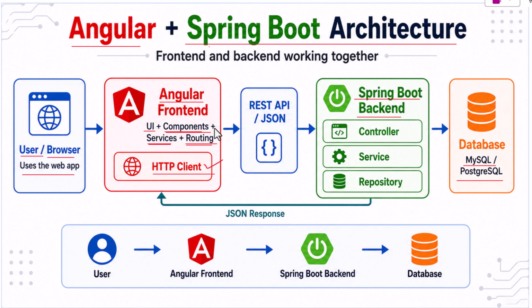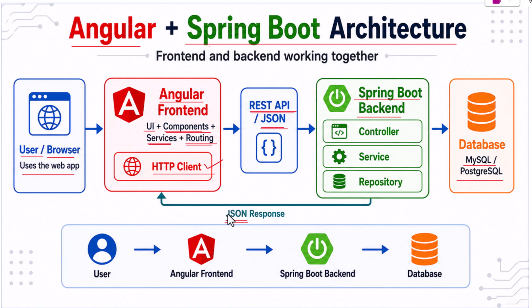The communication between Angular and Spring Boot usually happens using REST APIs and JSON. REST API defines the endpoint and action. JSON is the data format used for request and response. For example, Angular may send user details as JSON to the backend. Spring Boot processes the request and sends the result back as JSON.